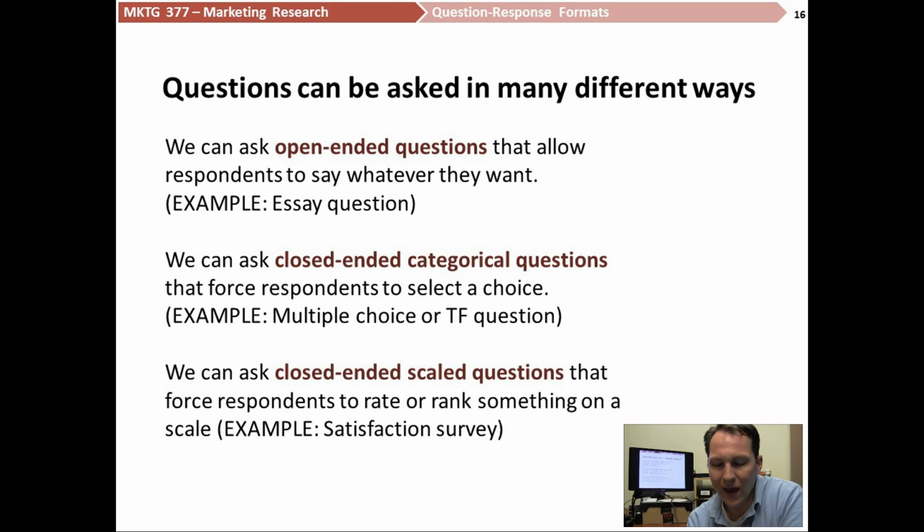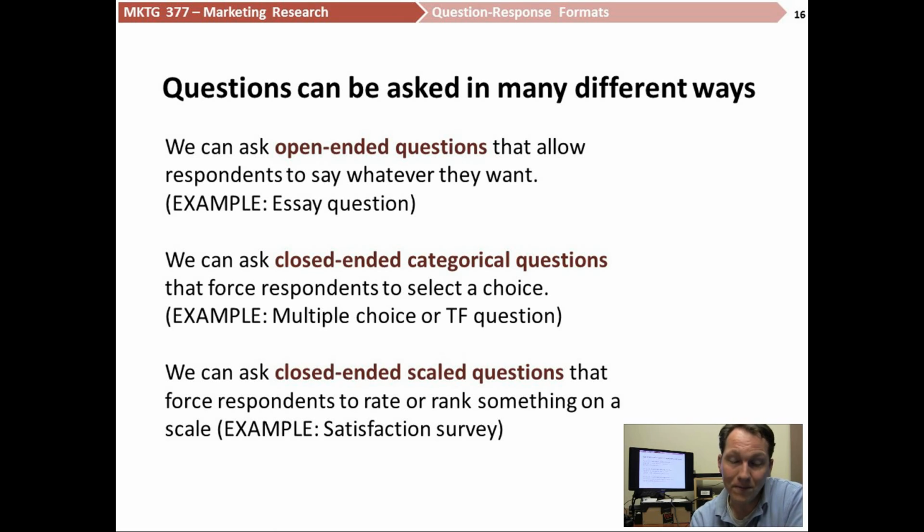We can also ask close-ended categorical questions. Now, close-ended categorical questions force respondents to select a choice from a list, or choices from a list. Sometimes one of those choices might be other, and then they can fill in what other means for them in kind of an open-ended way, but it's still a close-ended categorical question for the most part because it forces them to select a choice or choices from a list rather than just letting them say whatever they want.